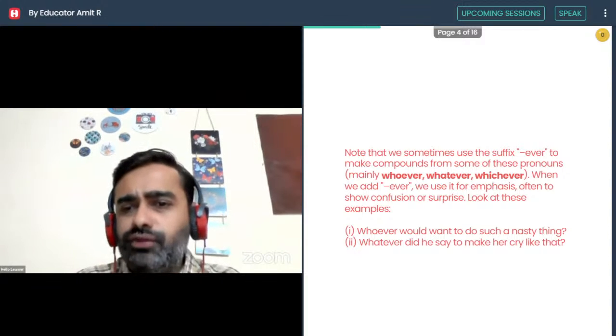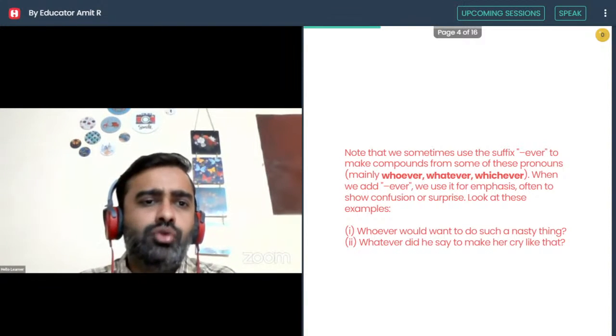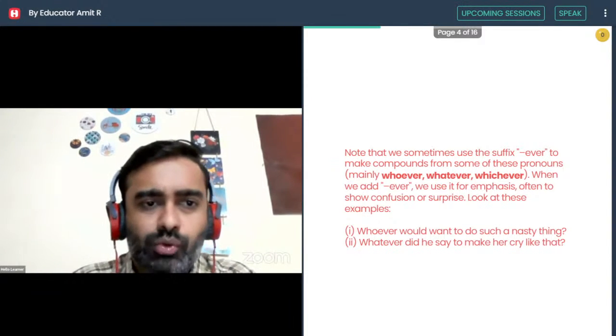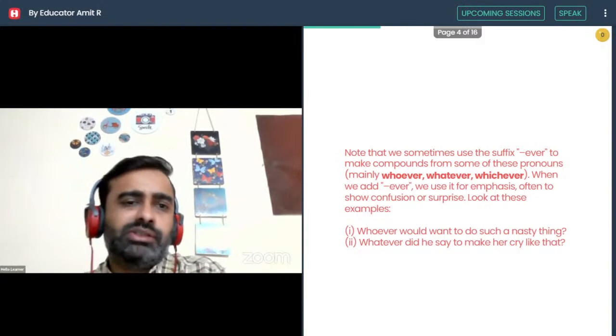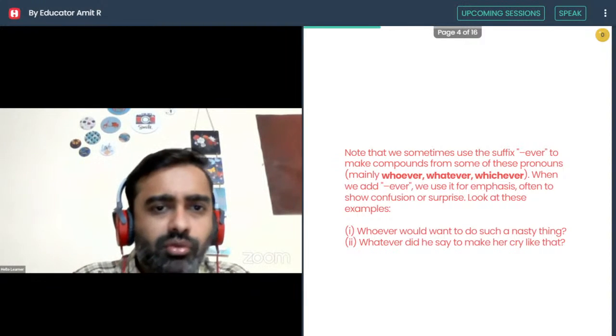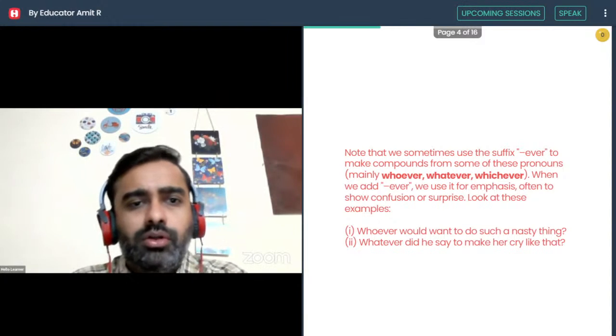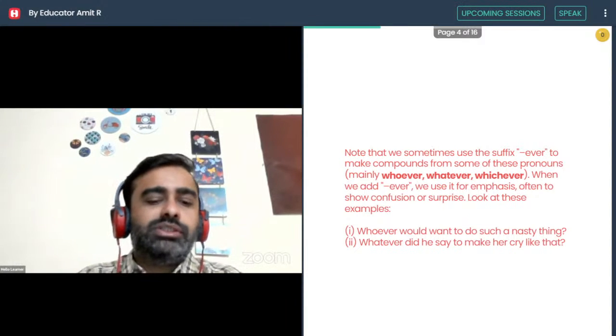So you can use any of the coordinating conjunctions that are typed here to make a compound sentence. I can't think of a sentence right now, but that's what this slide is talking about. It also is talking about the suffix, I don't think it's talking about the prefix. So we add ever: whoever, whatever, whichever, and then there is one which is whatsoever.